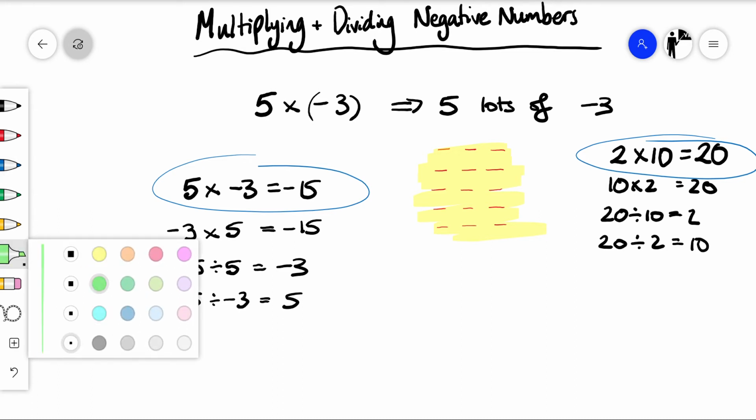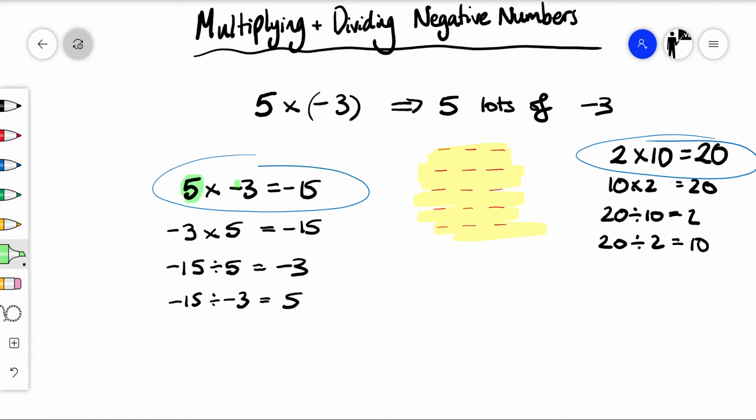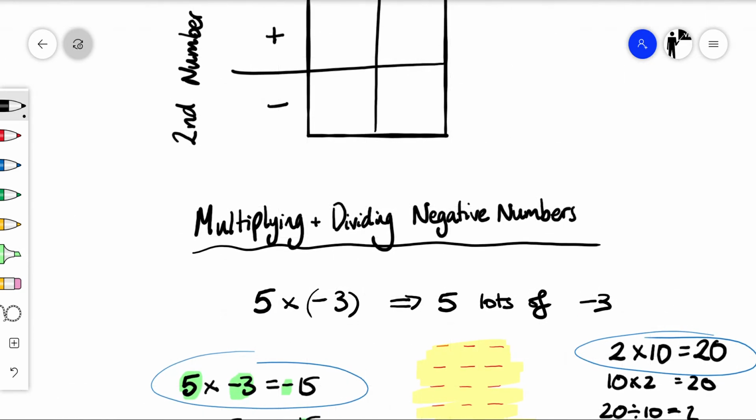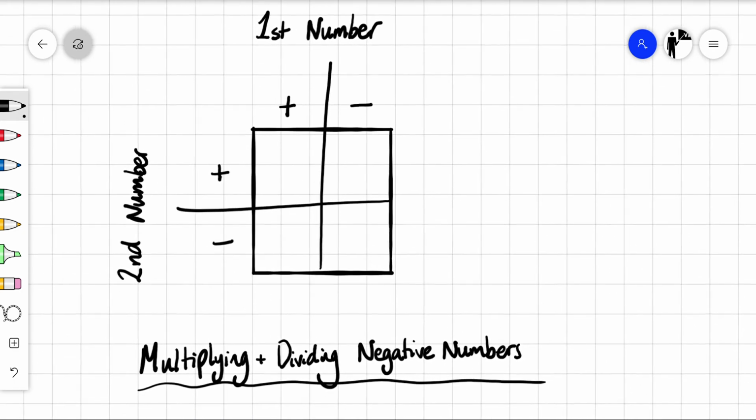Do you notice here that when I've got a positive multiplied by a negative, the answer was negative? Or a negative multiplied by a positive, the answer was negative? Or in this case here, a negative divided by a positive is negative. And here we've got a negative divided by a negative, which is positive. There are different little facts here that we need to know and be able to use quickly, but what I'm going to try and do is summarise it in this table here.